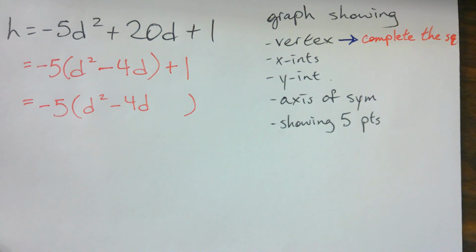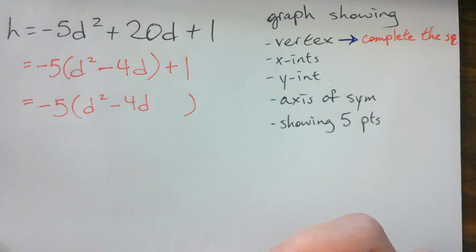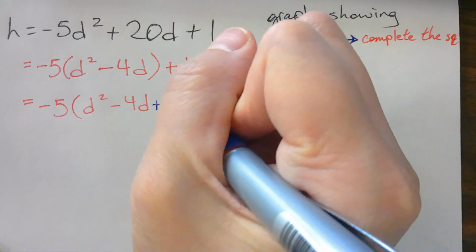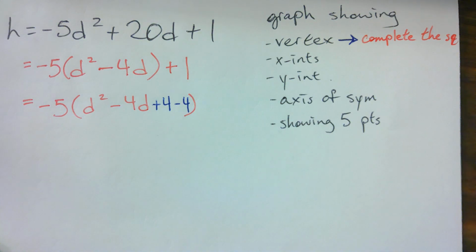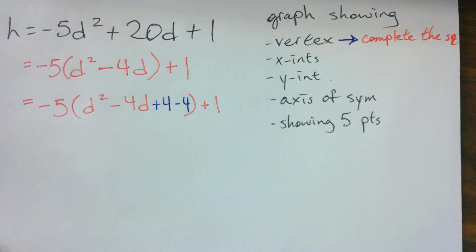Hayden, half of negative 4. Negative 2. Square that. Square negative 2? Yeah. So negative 2 times negative 2 equals positive 4. Positive 4, right. So then I add 4 minus 4. Why? So that I'm not changing the question. Okay.